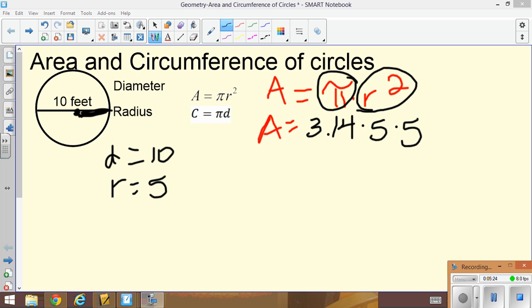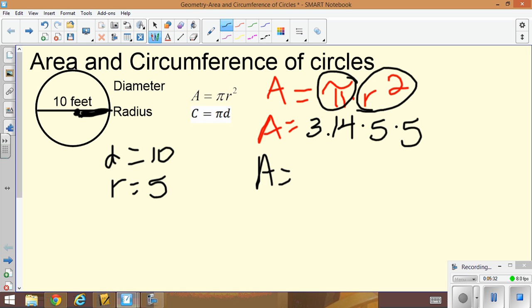So using your calculator, we're going to do 3.14 times 5 times 5. And we get area equals 78.5 feet squared. Okay, that will be area. All right, if you need to copy this, please pause it now because I am going to erase this.